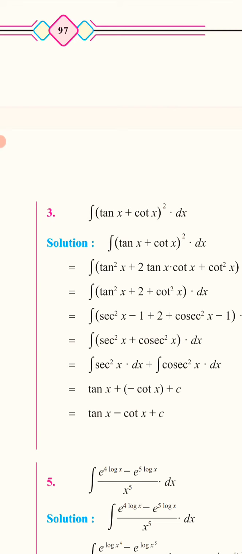Then by using the first theorem, integration of f of x plus g of x dx, we separate: integration of sec square x dx plus integration of cosec square x dx. By the standard formulas we have just seen, integration of sec square is tan x, and integration of cosec square is minus cot x, plus c. So the answer is tan x minus cot x plus c.